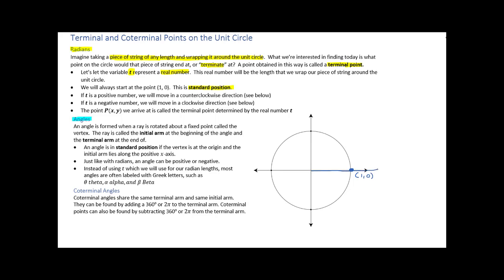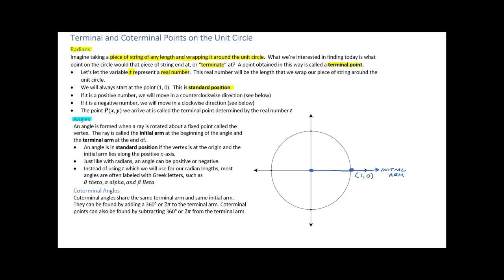So I'm just going to label some stuff here. If you see the word initial arm, meaning not the length, but the arm, the actual line there, the ray starting at 0, 0, like the arm of a clock, and going through 1, 0. That's our initial arm. All right, so when we're talking about a radian, we're talking about that piece of string that we measure around the outside.